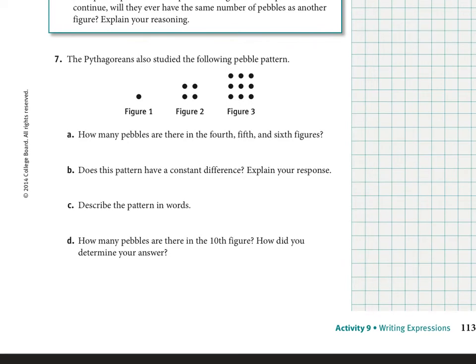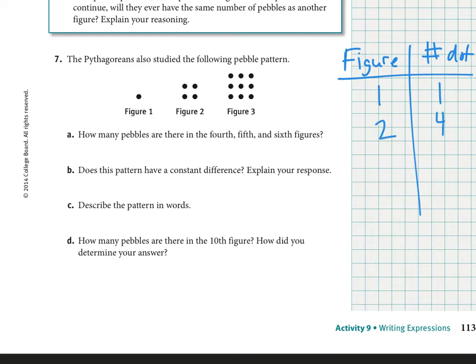So we have this figure 1 with 1 dot. Figure 2 has 4 dots, right? 2 rows of 2. And then figure 3 is 3 rows of 3. Okay, so the total number of dots, if we want to just get a pattern going here, I want to make a little table. So the figure, and then the number of dots. Figure 1 again had 1. Figure 2 had a total, if we counted those, of 4. Figure 3 is going to have 9.